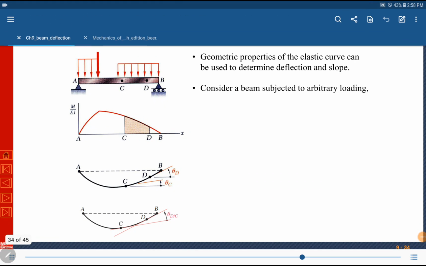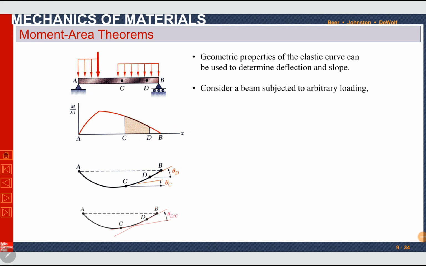Our next topic is the moment area theorem. We will study two theorems regarding the moment area method. Before this, we have derived expressions for deflection and slope by sectioning the beams and integrating the moment functions or the load functions, and then we used the method of superposition and singularity methods. Now this is another method, hopefully the last one in this chapter. It is the moment area theorems.